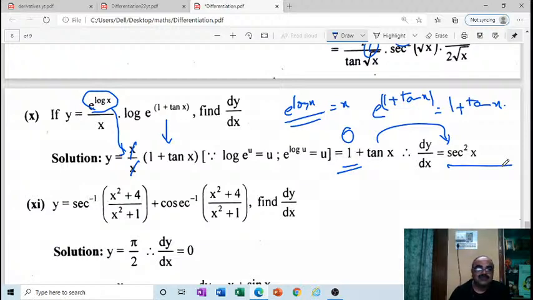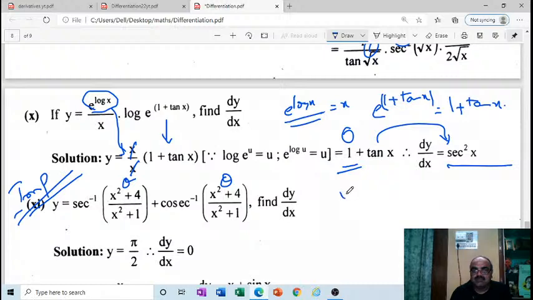Fine. Let me go into the next one. Very, very interesting. I would say a very important sum. Please make it a point to practice this kind of sums a lot. You know this very well. Y is equal to secant inverse of, let me say this as theta. This whole value I'll take as theta. And this is also theta only.